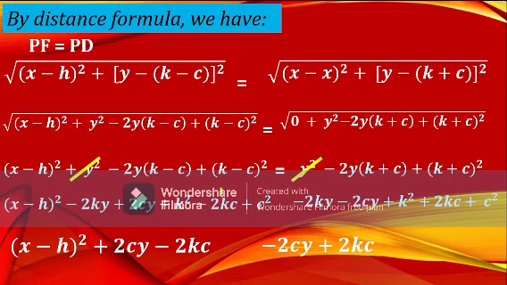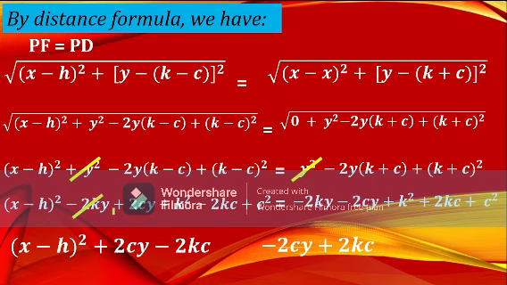Okay, again, the same procedure. If you have the same term here and on the other side of the equation, you just simply cancel that out. So y squared can be cancelled out. Now we have (x - h)² - 2ky + 2cy + k² - 2kc + c² is equal to -2ky - 2cy + k² + 2kc + c².